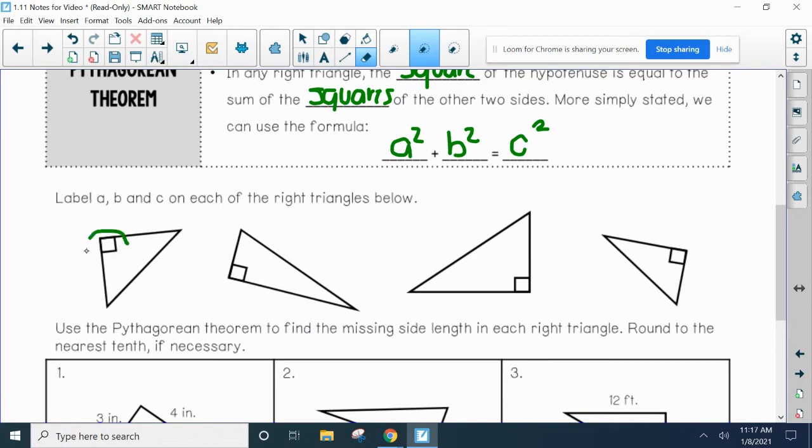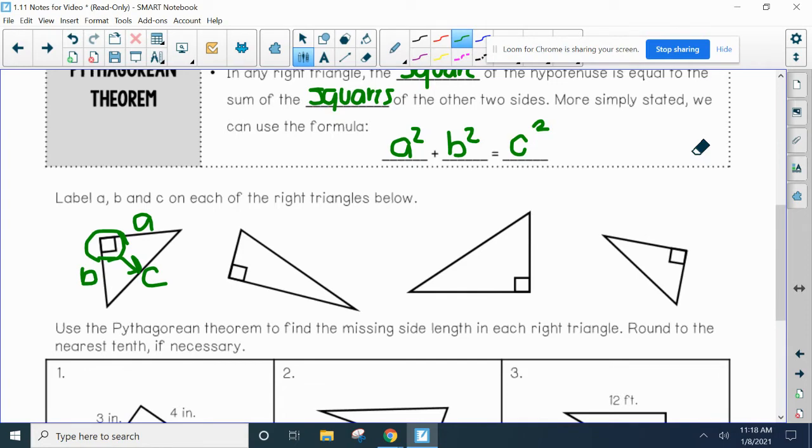So here is our right angle. We know the side across from our right angle is our C. And then, like I said, it doesn't matter which of those two sides you label A and B, as long as they are your two sides attached to that right angle. I could have flip-flopped A and B, but the C has to be that longest side across from your right angle. So now what I want you to do is go ahead and pause this and label your other three triangles.